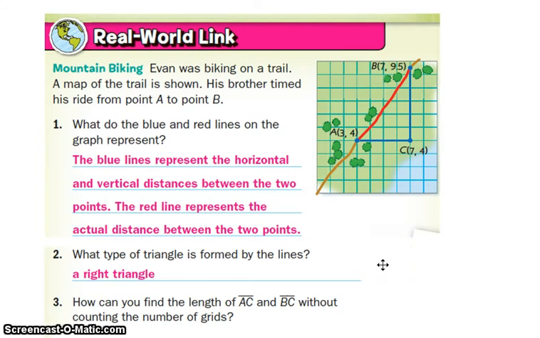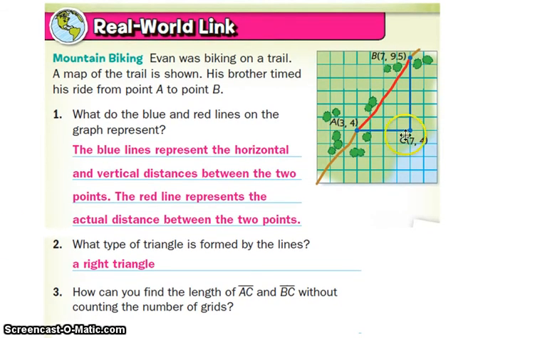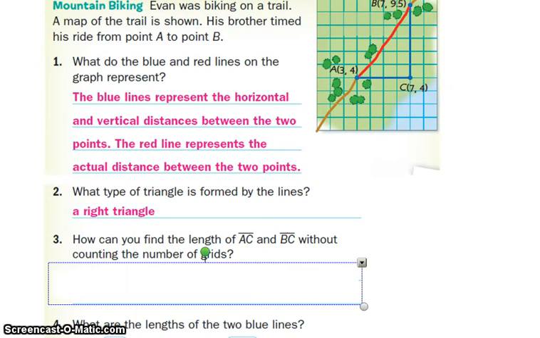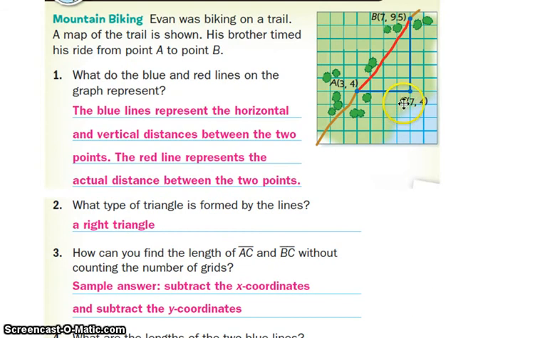The third question, how can you find the lengths of AC and BC without counting the number of grids? So how can you find AC right here and BC without counting the boxes? That's what they want to know. There's a couple different ways. What you can do is you can subtract the x-coordinates. Like if we count, we know that it's 1, 2, 3, 4. But they want you to come up with another way.